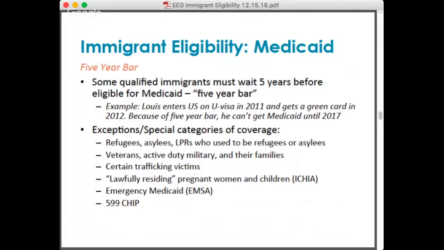They would normally be subject to the 5-year bar, but they fall into an exception, and so they don't have this 5-year bar. These are refugees, asylees, lawful permanent residents who used to be refugees or asylees, veterans, active duty military and their family, certain trafficking victims, lawfully residing pregnant women and children, which is the ACA category. We'll do quite a bit more on that. Emergency Medicaid, or EMSA as it's called in Nebraska, and then 599 CHIP.